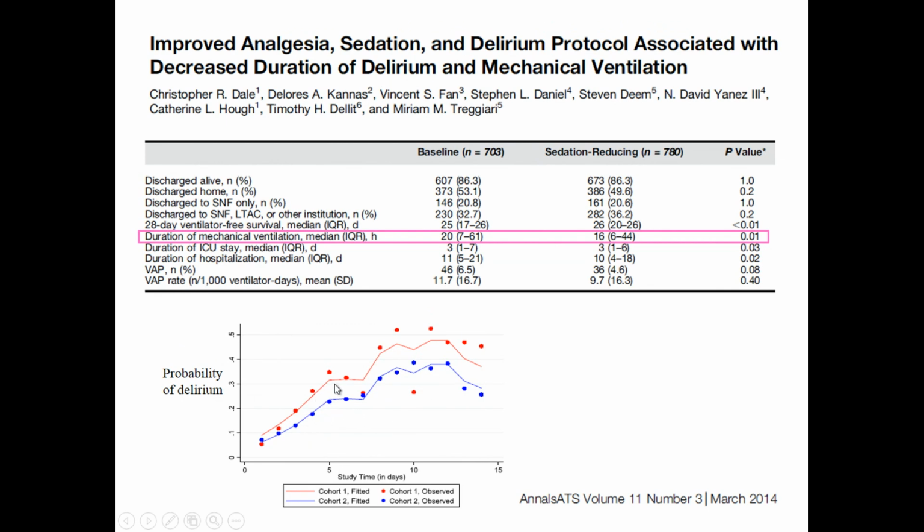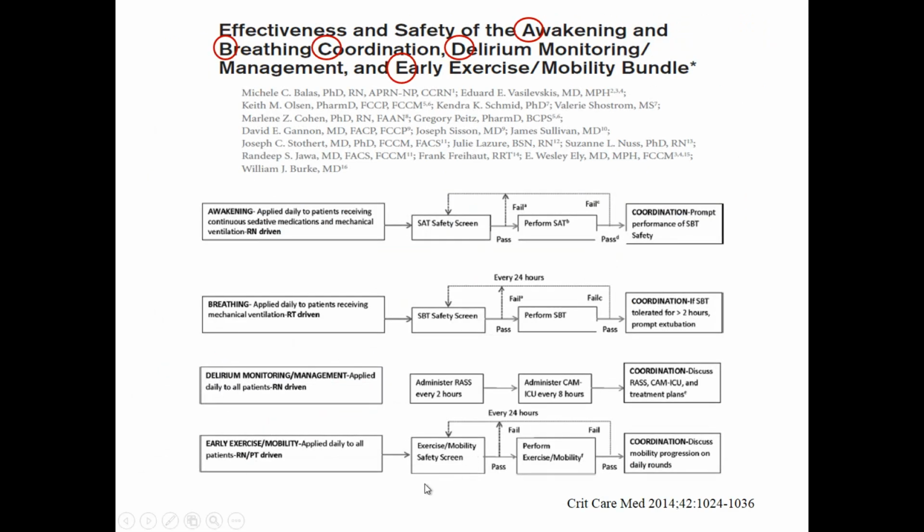And in this red line, you can see that before they instituted their sedation and analgesia reducing protocol, they had a higher incidence of delirium than after they instituted their protocol. And so that was a very successful result of a protocolized approach to sedation and analgesia, and it really has informed what we now consider to be the standard of care and is referred to sometimes as the ABCDE approach to sedation and analgesia. And that's the awakening and breathing protocol that we know gets people off mechanical ventilation quickest.